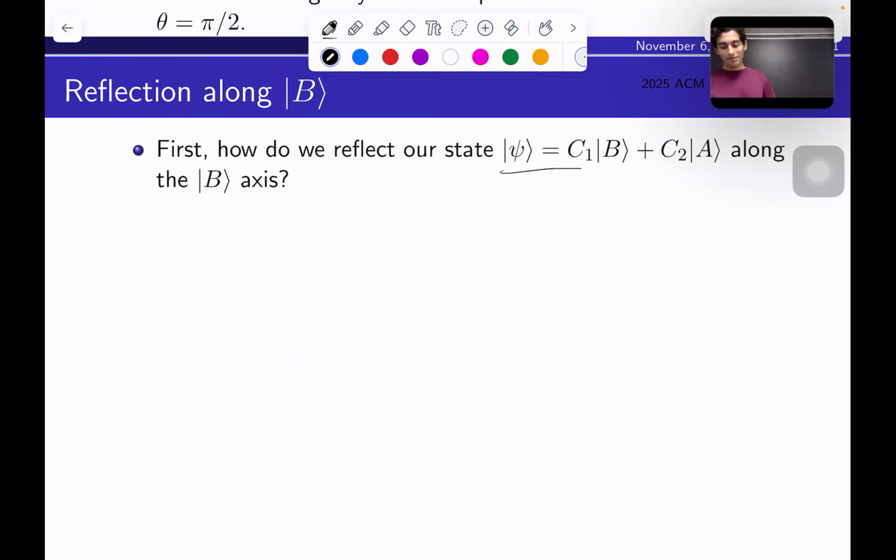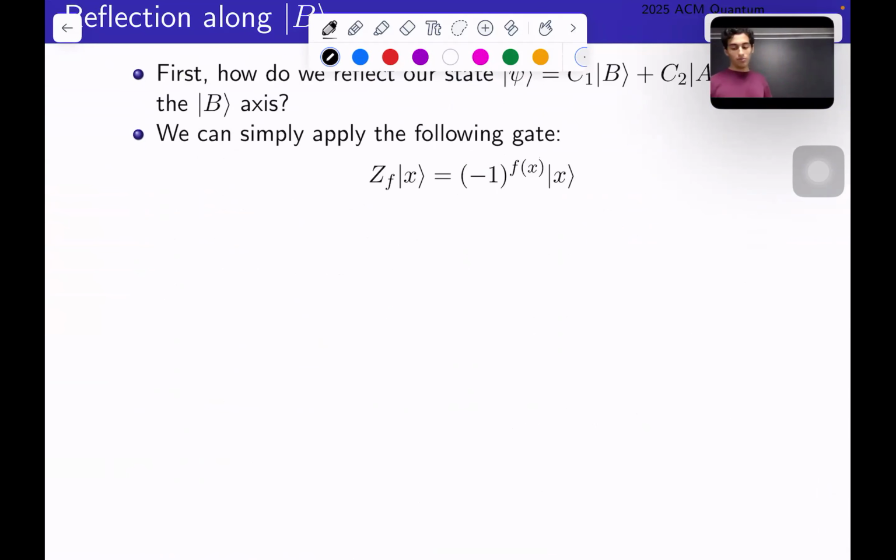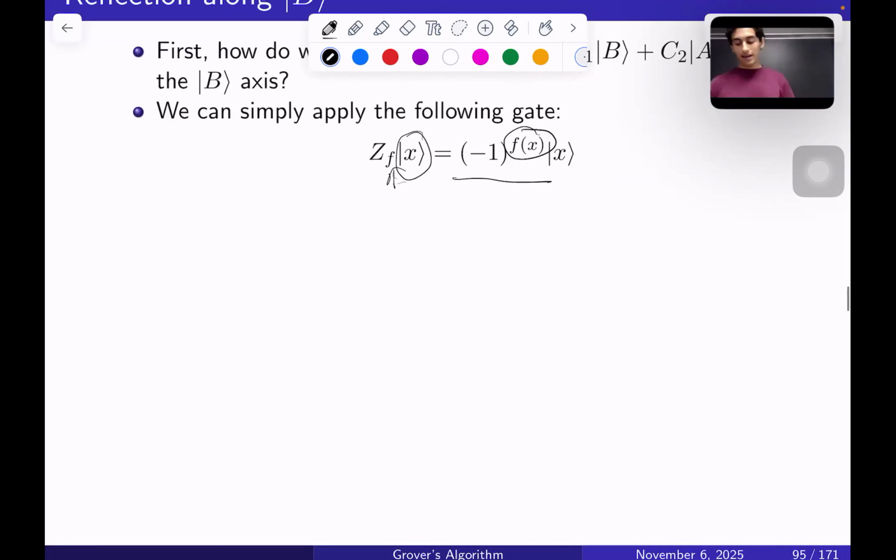This is the gate that ends up allowing us to do that. We call it ZF. This actually is our oracle because it has F in it, so we have F in the subscript there. So it's a 1 qubit gate, although in the actual implementation it'll use a helper qubit, but all it does is add a coefficient in front of the input state and then just add this -1 to the f of x term. And then we'll go over why this actually reflects around the b-axis.